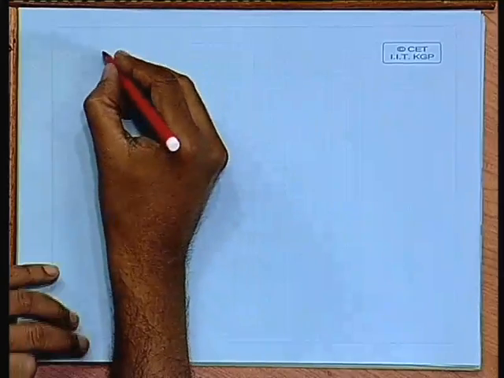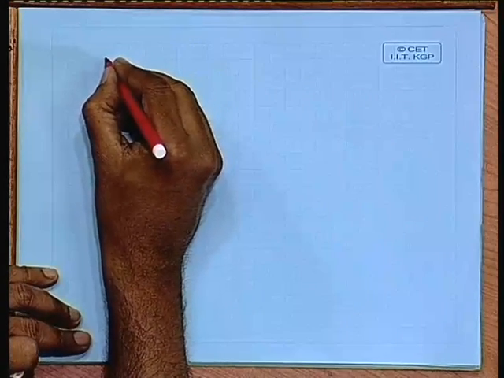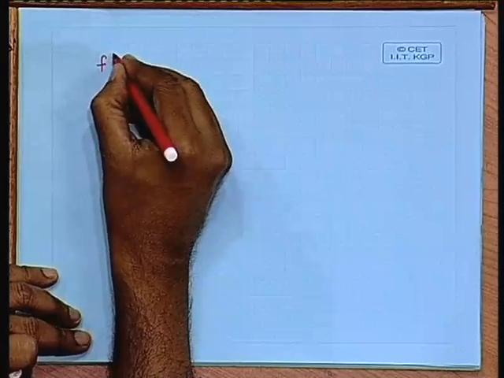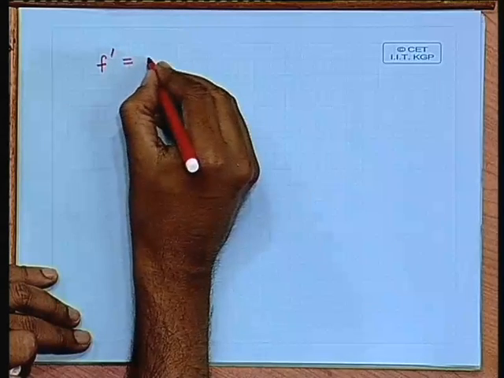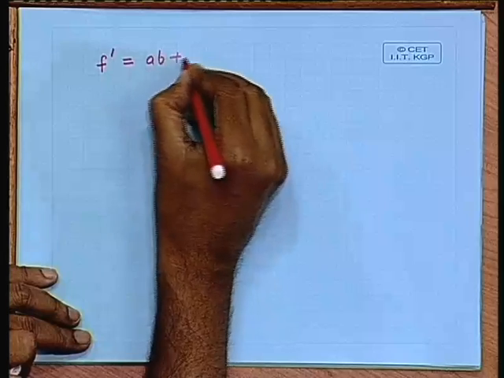Let us take a simple example. Since it is CMOS realization, only negative gates, I assume that it is complement. I want to implement this function AB or AC.